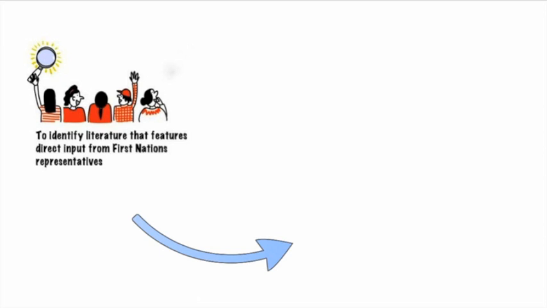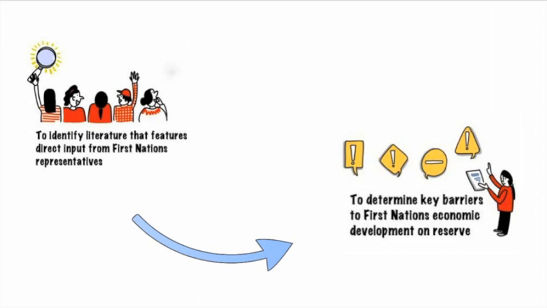Direct input was defined as primary research involving direct consultation of representatives from First Nations communities in the form of roundtable discussions, interviews, or using other direct consultation techniques. The following secondary inclusion criteria was used to further narrow in on the appropriate literature for the barriers component in the review. The source must offer insight into key barriers to economic development faced by First Nations communities on reserve.